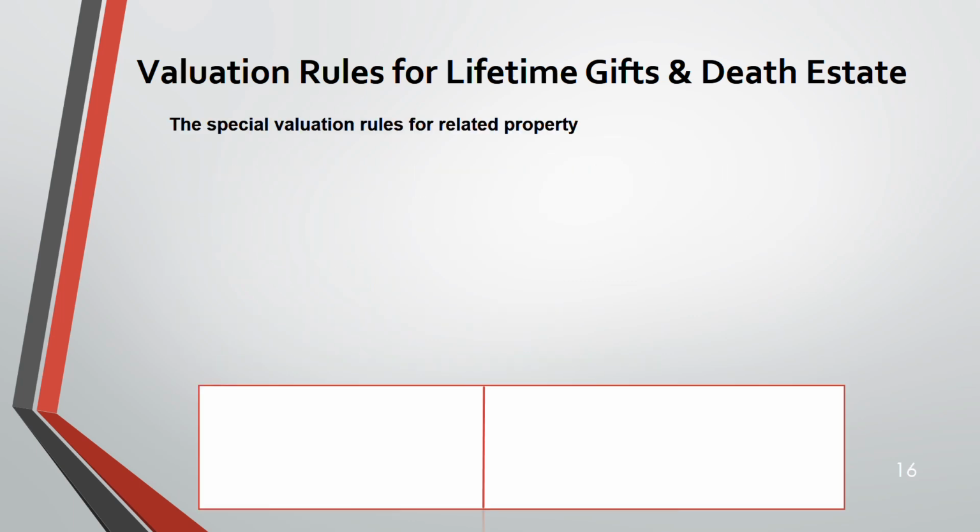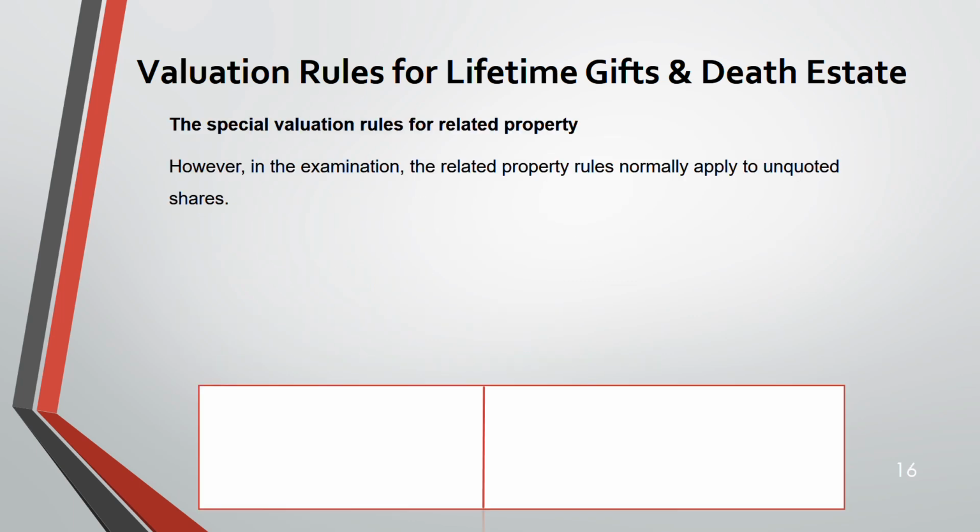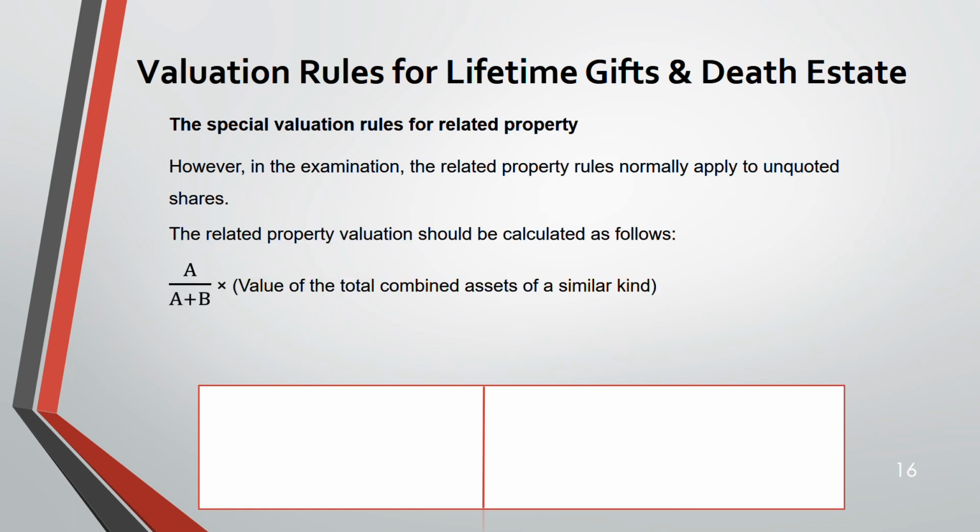Now, in the exam, related property rules normally apply to unquoted shares. This is how. So this calculation you have to remember. This is the area I'm talking about, which has a very high chance of occurring in your ATX. That is A divided by A plus B, multiplied by the value of the total combined assets of a similar kind. So when they are related, add them together. If they are of a similar kind only, you can combine them. If they are not similar, you can't combine, they are not related.